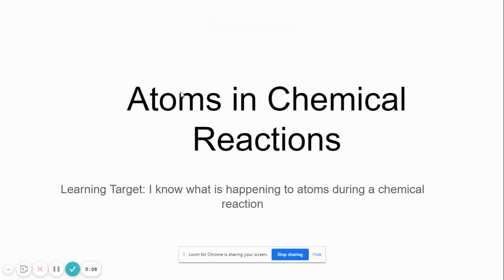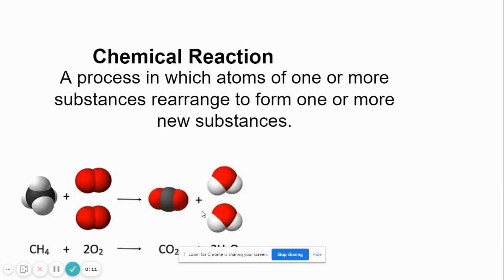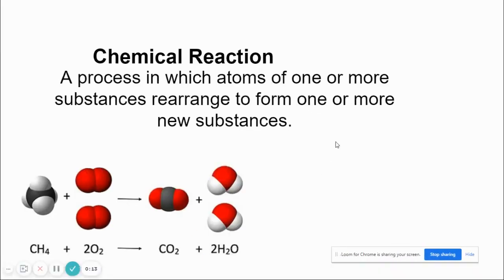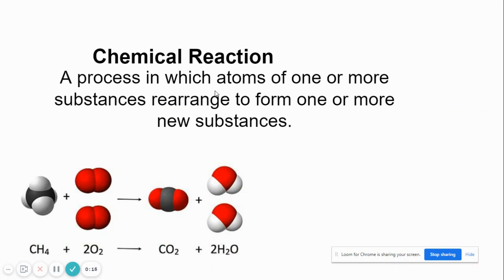This lesson is going to be about atoms and chemical reactions. The learning target is to be able to know what happens to atoms during a chemical reaction. Now, when we have a chemical reaction, what's going on in there is we've got atoms of one or more substances rearranging to form one or more new substances. So we have the same atoms before and after. They're just arranged differently and bonded in different ways afterwards of our chemical reaction than they are when they started.